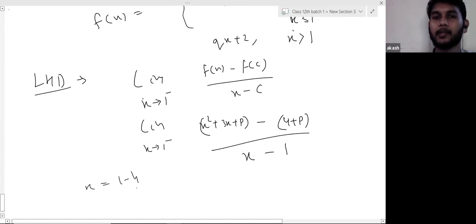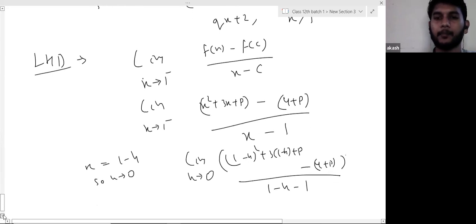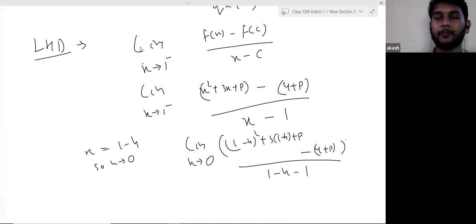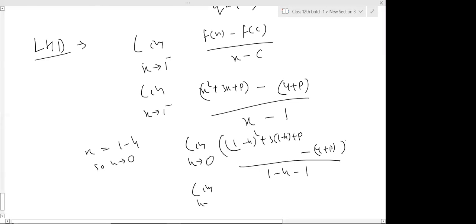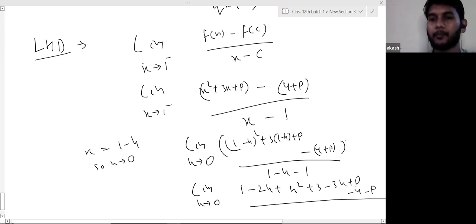So here in LHD, x must be equal to 1 minus h. So h tending to 0. So limit h tending to 0, (1 minus h) whole square plus 3(1 minus h) plus p minus 4 minus p, upon 1 minus h minus 1. Any issues? No, sir. So limit h tending to 0, this is 1 minus 2h plus h square plus 3 minus 3h plus p minus 4 minus p, upon minus h.